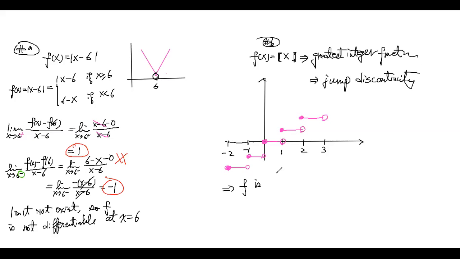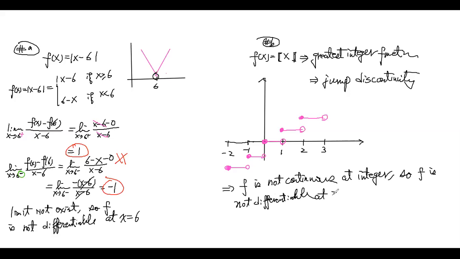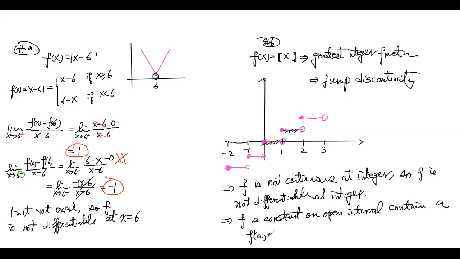So f is not continuous at the integers. So we know f is not differentiable at the integers, right? Okay, and because f is a constant, like between here it is 0, between here it is 1, right? So since f is constant on an open interval, the f prime of a is equal to 0.